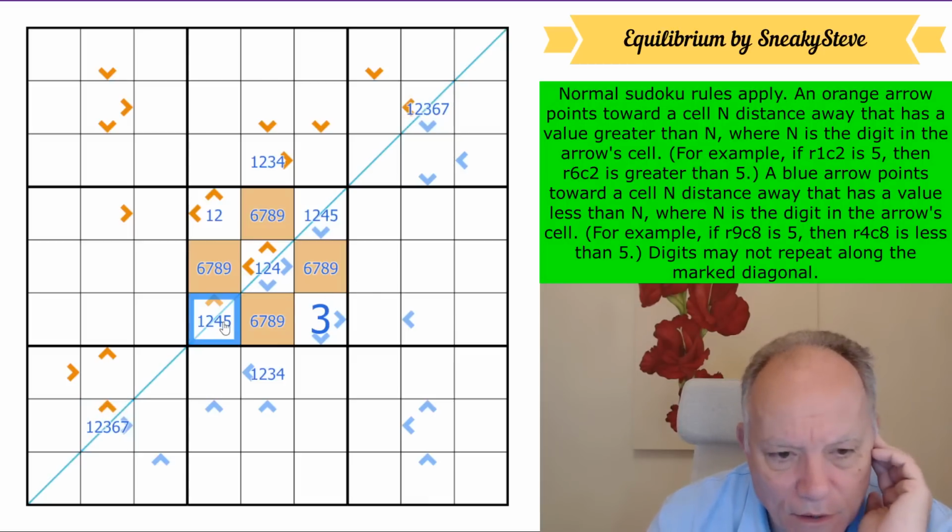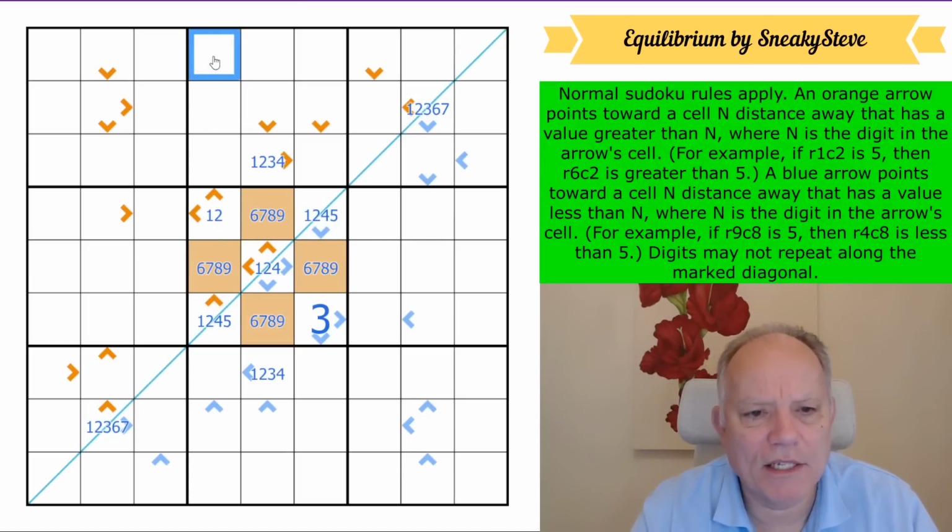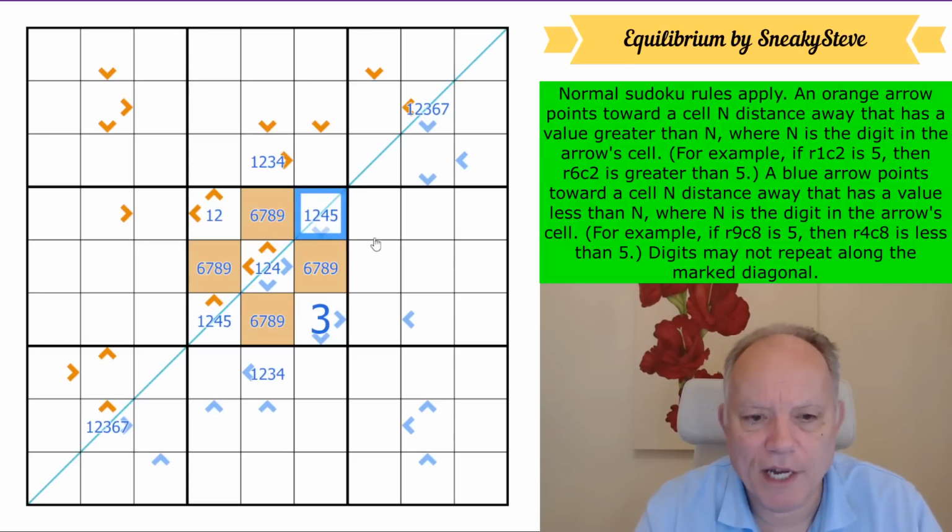Okay, I don't know what to do next. One of these is a 5. So one of these is either pointing at a higher digit there, or that is pointing at a lower digit there. Oh, this is not a 2 because 2 cells away you have a 3. It's also not a 1 because 1 cell away you have a bigger digit. So that's 4 or 5.